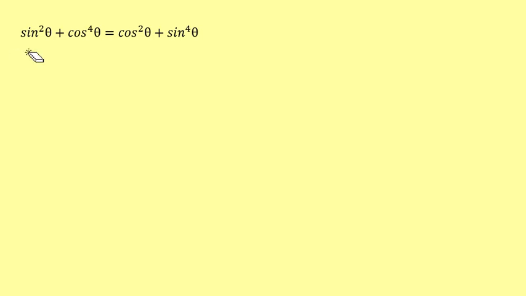So today we're going to prove this equation: sine squared theta plus cosine to the fourth theta is equal to cosine squared theta plus sine to the fourth theta. As I've said, all these things should be based on what we have learned in the past. I think I have one video here. I'll put the link in the description below.